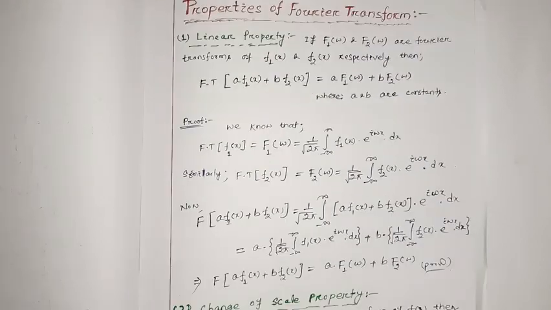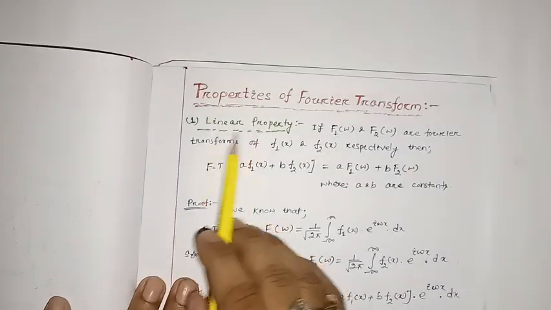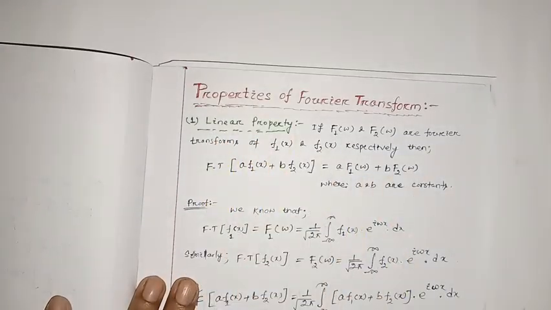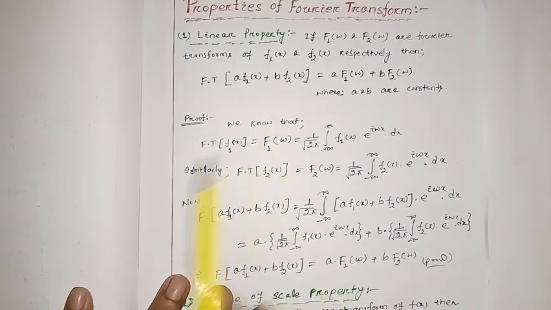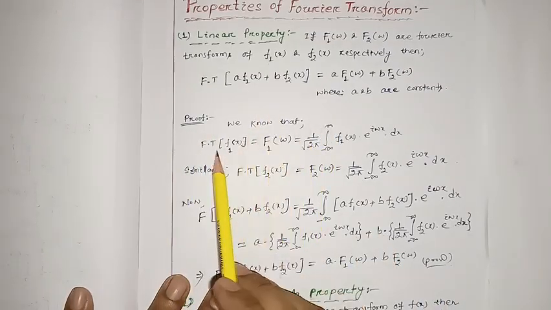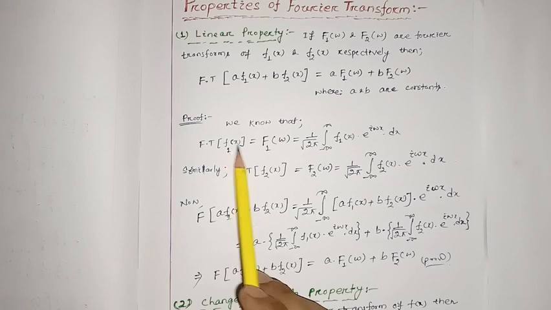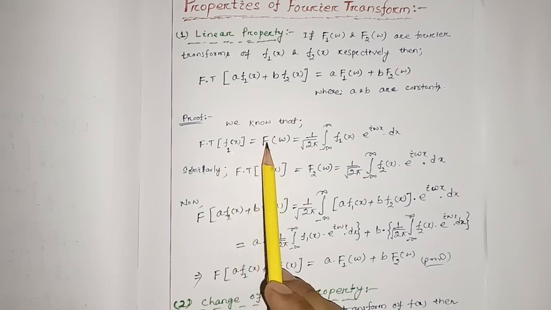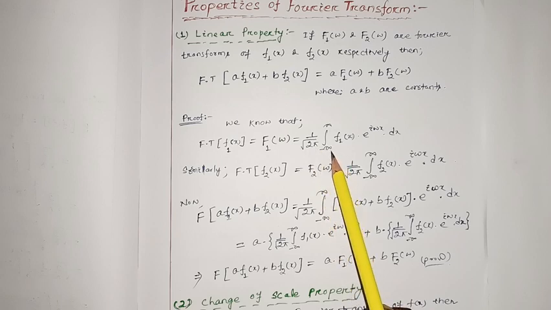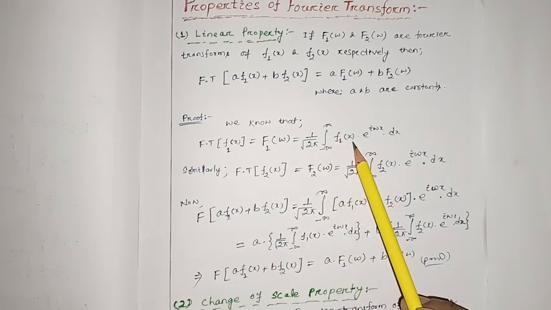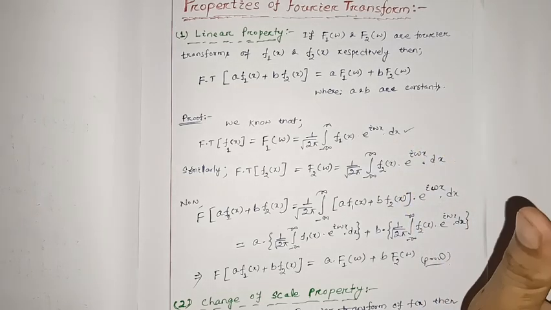Here we are going to go for the proof of this property. In your exam, this property is asked directly: you have to state and prove the linear property of Fourier transform, for 2 and 3 marks. Here is the proof, very simple. We know in general the Fourier transform of function small f1(x) can be written as capital F1(omega), which in integral form is 1 by root 2 pi times the integral from minus infinity to plus infinity of f1(x) e to the i omega x dx. That we know.